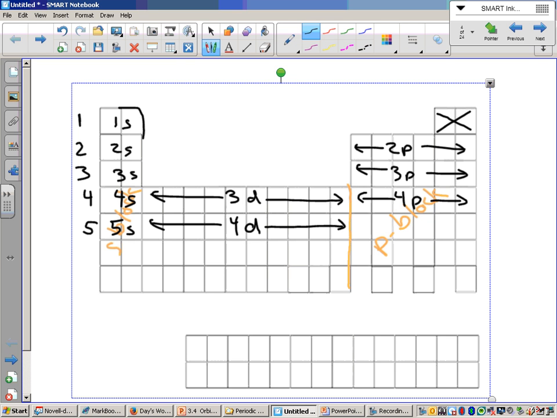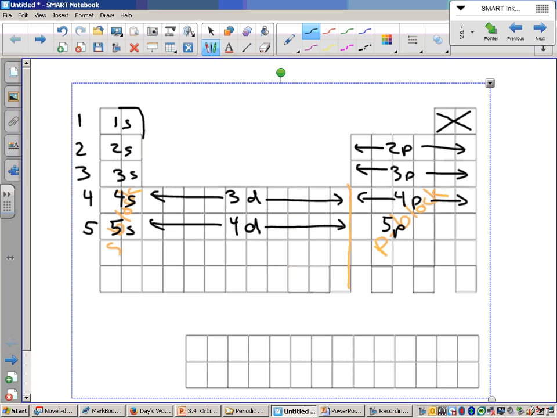Now, on my real periodic table, what am I in? I'm in row 5, right? I'm now cutting across to here. I'm now at cadmium. Here we are. What's this guy going to be? Just shout it out. 5p, all right?